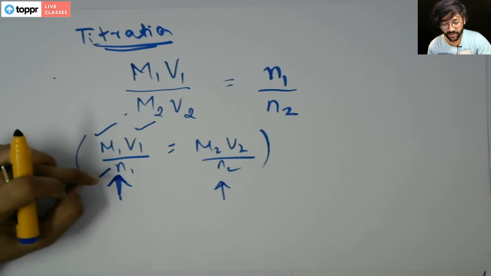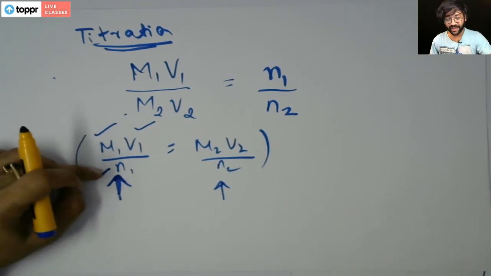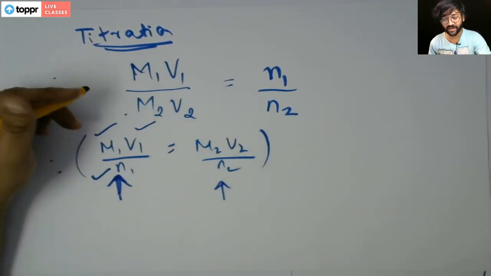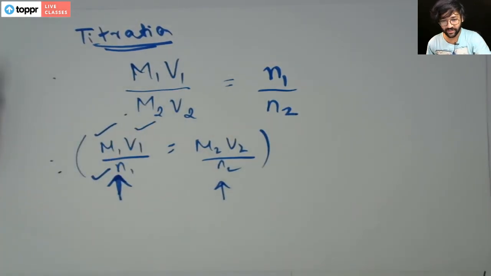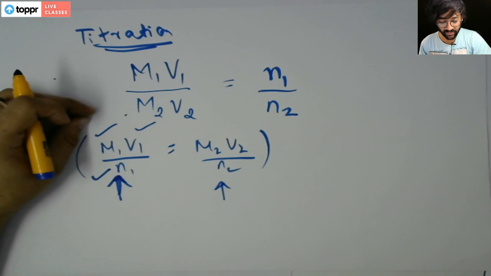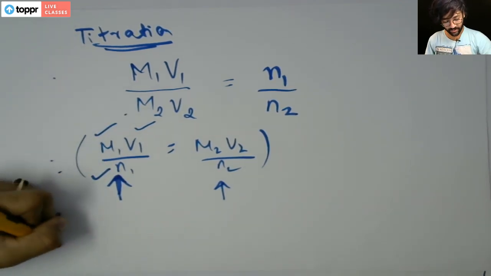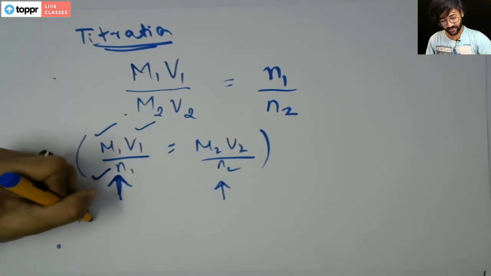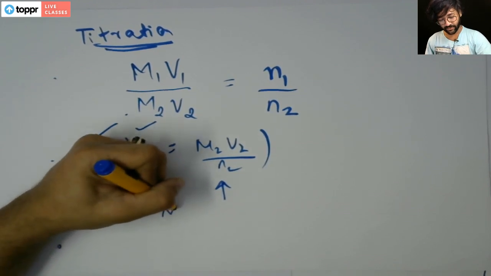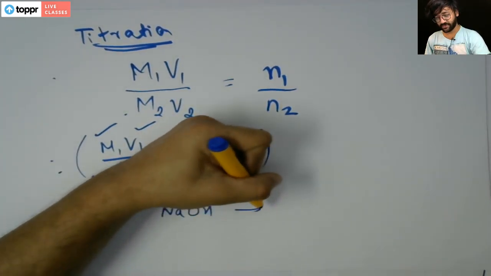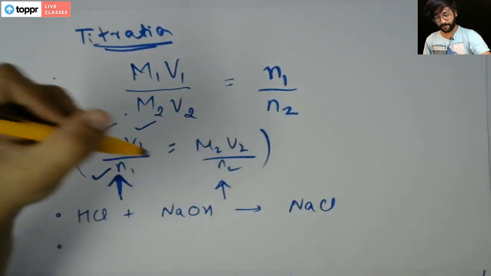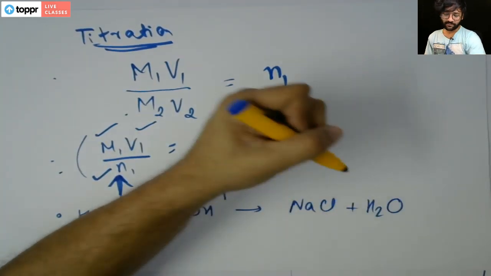Now we'll understand the importance of moles and why we require moles, and why we can't simply apply M1V1 equals M2V2. We'll understand very soon. So I'll talk about some reactions. We know that HCl reacts with NaOH. This is one of the neutralization reactions you might have seen. This will give us NaCl plus H2O.